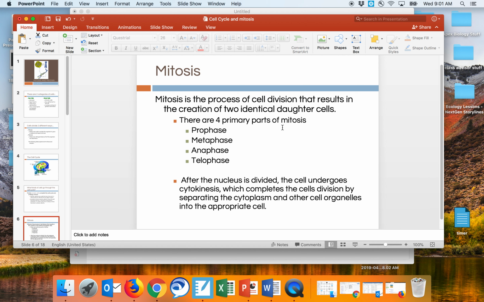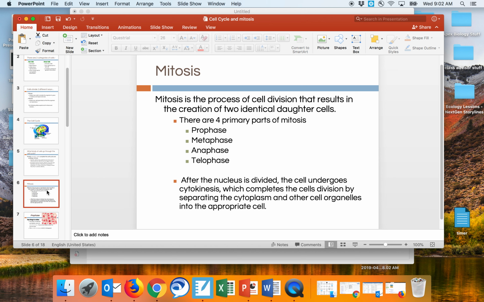There are 4 parts to mitosis: prophase, metaphase, anaphase, and telophase. And that's the order they happen in. Sometimes students like to remember PMAT to remind themselves what order. After the nucleus is divided, the cell actually separates into 2, and that process is called cytokinesis. Sometimes you'll see that included as a step of mitosis. Some books put it in with the 4 steps and make it 5. Some put telophase and cytokinesis together and keep it at 4. It just depends on the book that you read.